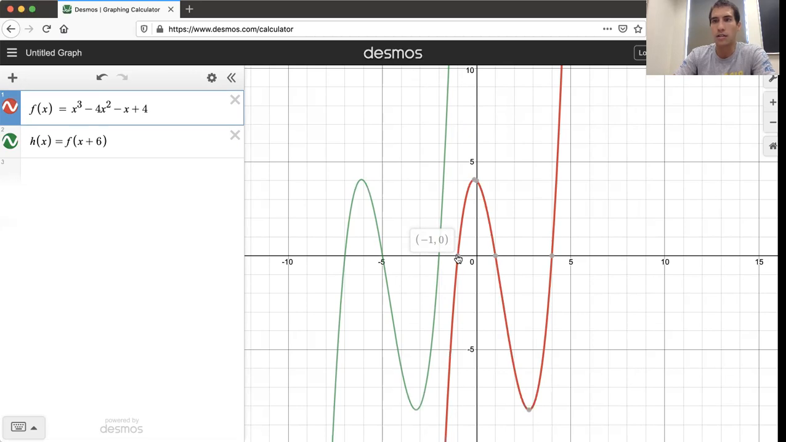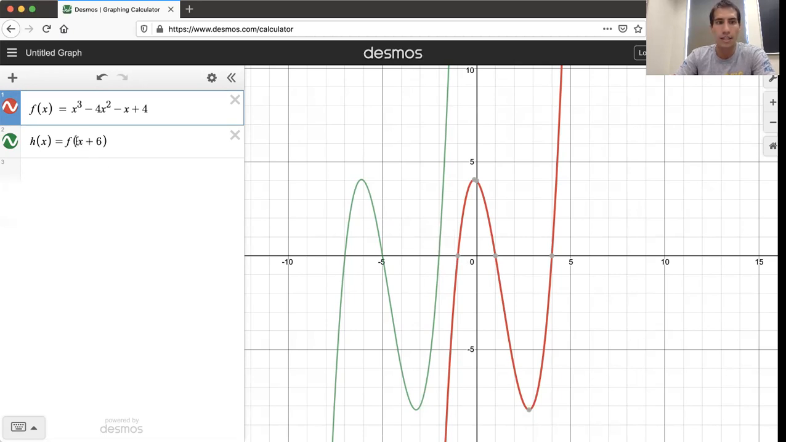And if I want to find the corresponding point on the green graph, well, I would say h of what is going to correspond to that? What input x do I need to make it so that I see f of -1, right? So that's on the red graph, the formula we're looking at here to see this point is f of -1 equals 0.